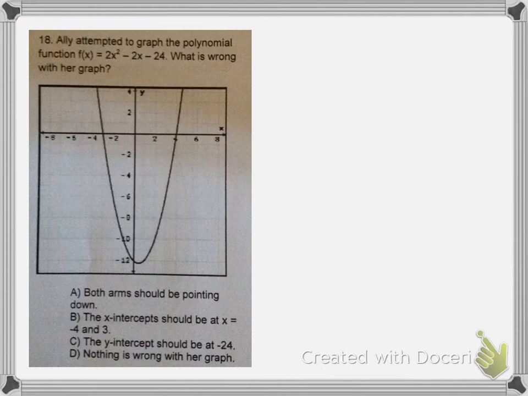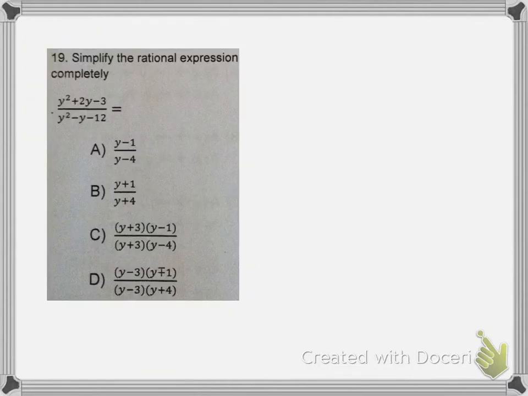Alright, on here, I'm just going to make this real quick. I would check it with the graphing calculator to be sure, but the only thing that I can see right off the bat is that that constant, negative 24, should be my y-intercept. That's always the case. So that's why C is the correct answer. That y-intercept should be at negative 24.